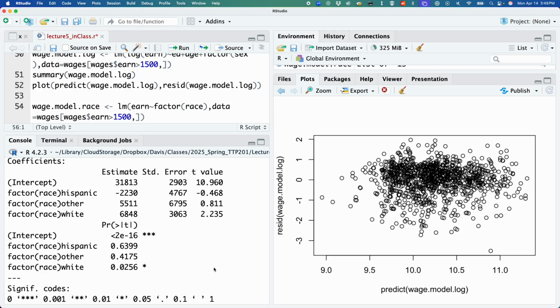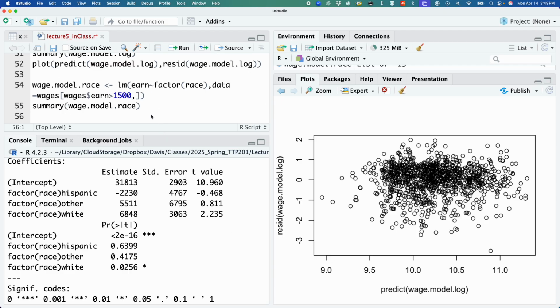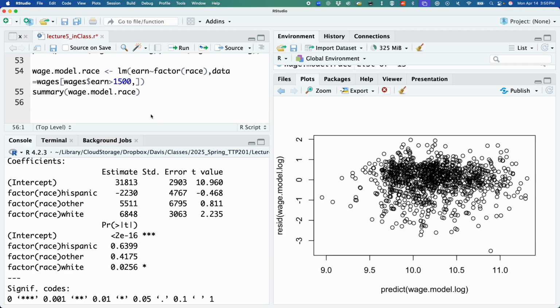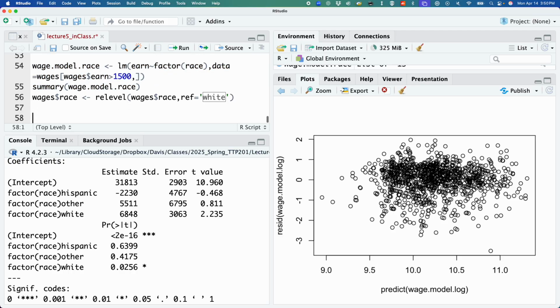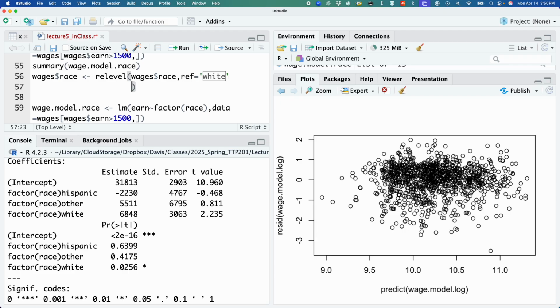And so, like I said, the default is just based on the level of the factor, and so you can re-level it if you wanted to: wages dollar race, reference equals white. If I copy and paste these again and just run these after releveling, you should see, oops.